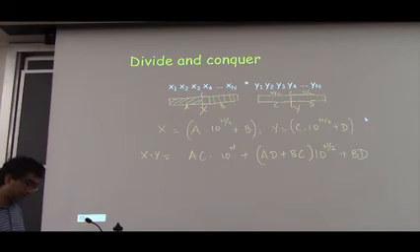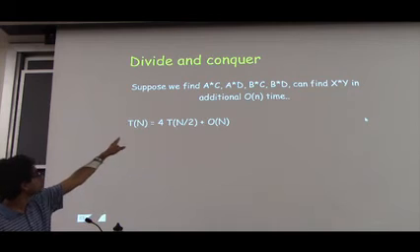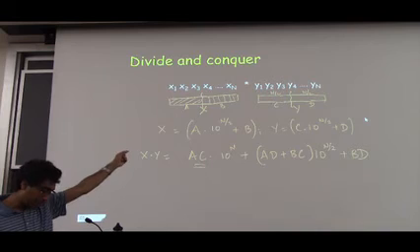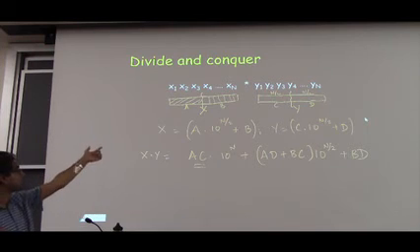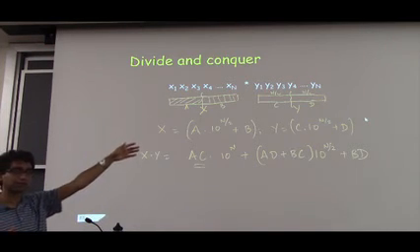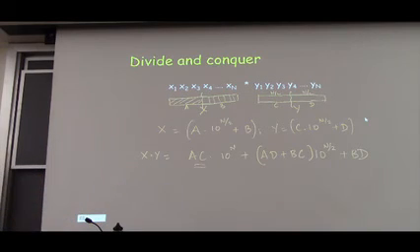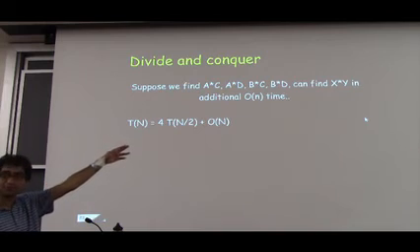So firstly, you know that if you find these products, AC, AD, BC, BD, each of them is a product of two n over 2 digit numbers, because A is an n by 2 digit number, and C, all of them are n by 2 digit numbers. So if you knew all of these things, then you can find x times y.